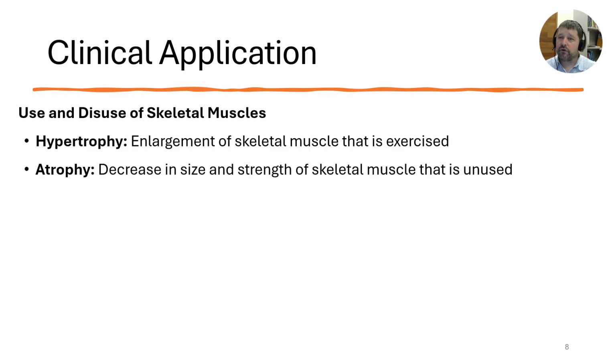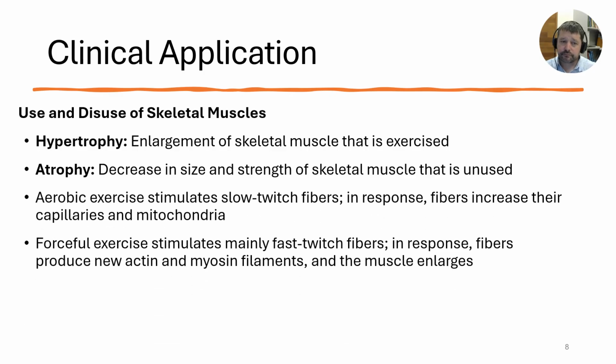Okay? Again, we talked about this a little bit when we talked about bones. If you're not going to use them, or you're not associating your bone with stress, then the bone material doesn't get laid down. It's a similar process as skeletal muscle. If you're not using it, then the fibers deteriorate and you go through atrophy. If you use it a lot, you go through hypertrophy. Aerobic exercise will stimulate slow twitch fibers, as you can imagine.